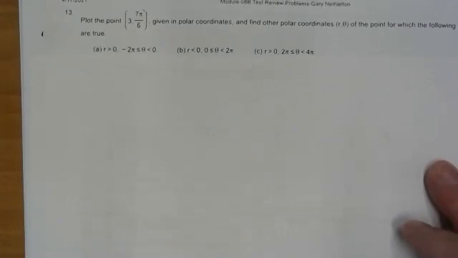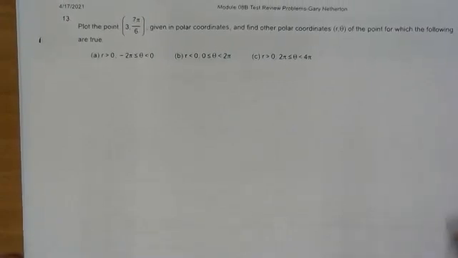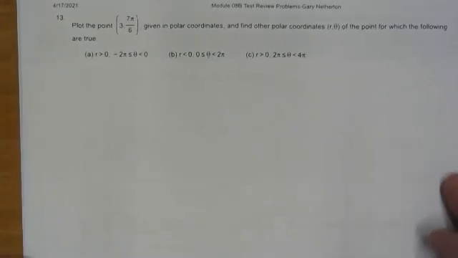All right. Now we're ready for number 13. Here, I have a little twist on a polar coordinate. Here's an interesting fact about polar coordinates. They give you a point in polar coordinates, 3, 7 pi over 6.